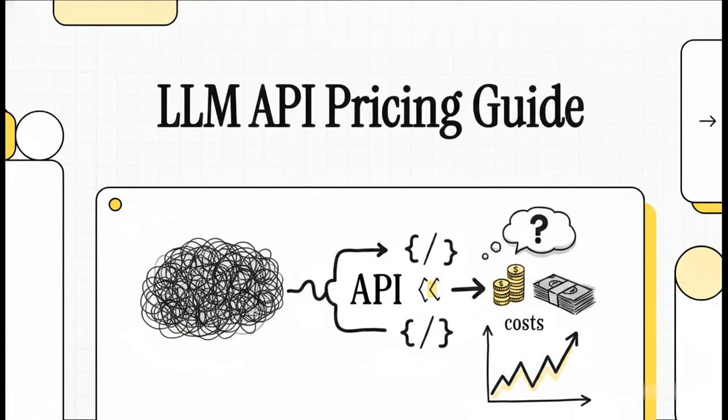Today, we're tackling one of the most urgent and, frankly, kind of confusing topics for enterprise decision makers and developers out there: large language model API costs. As organizations are rapidly adopting AI, figuring out the actual pricing behind these models has become absolutely critical if you want to build sustainable products.